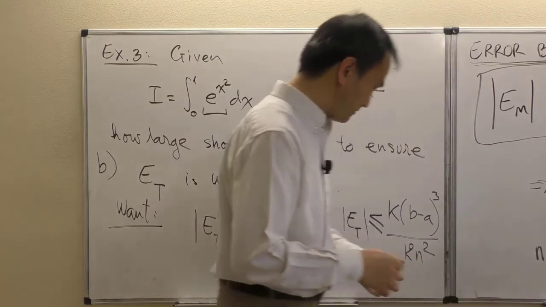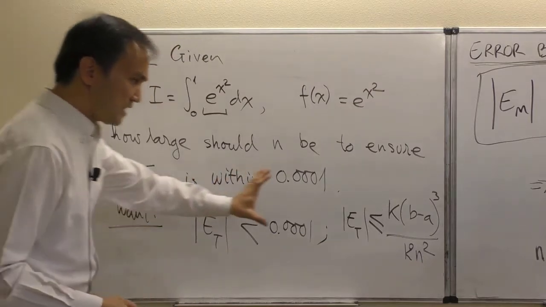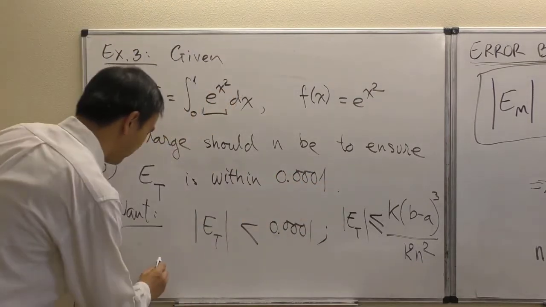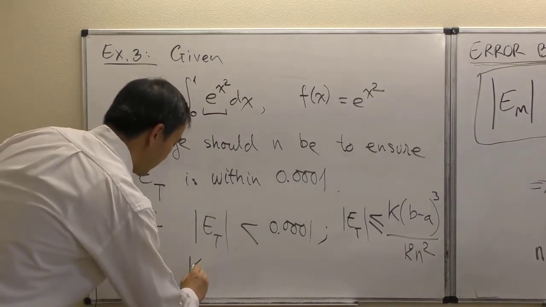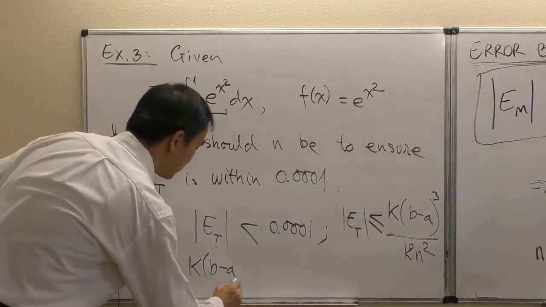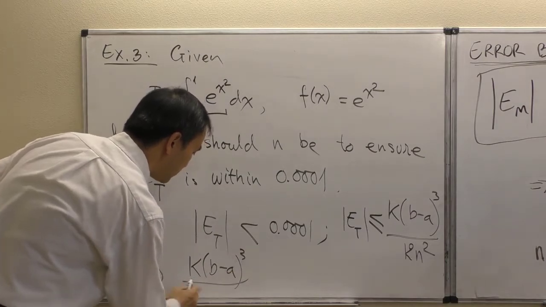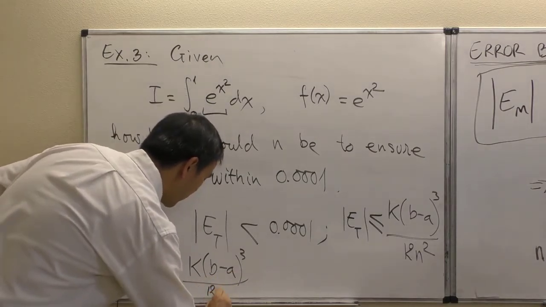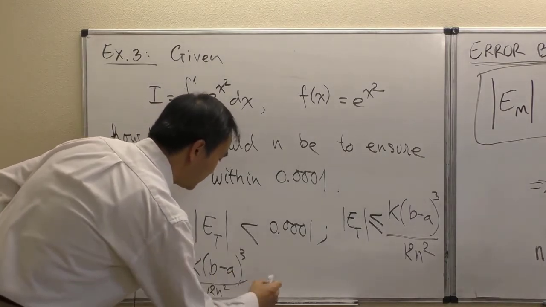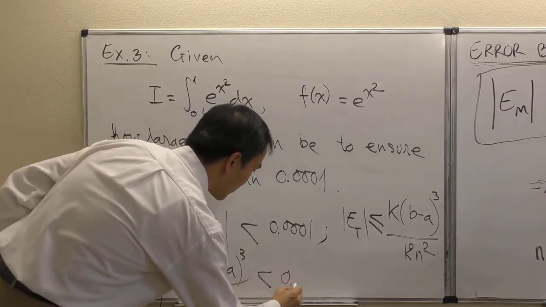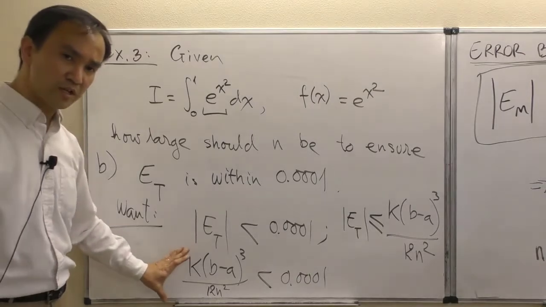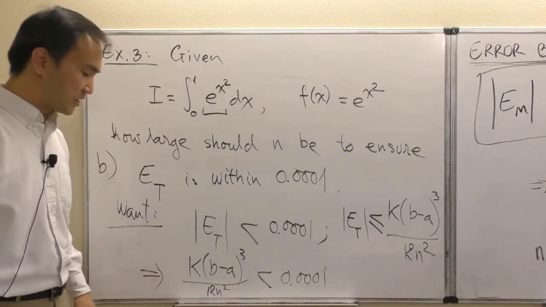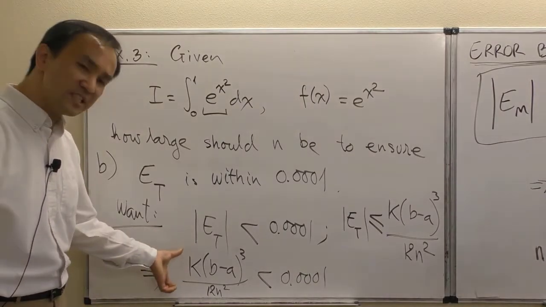Okay, and so in that way, it implies that this expression, k times (b minus a) cubed all over 12n squared, has to be strictly less than 0.0001. And so we would come to that ultimate result right there. It leads us into this way right here.